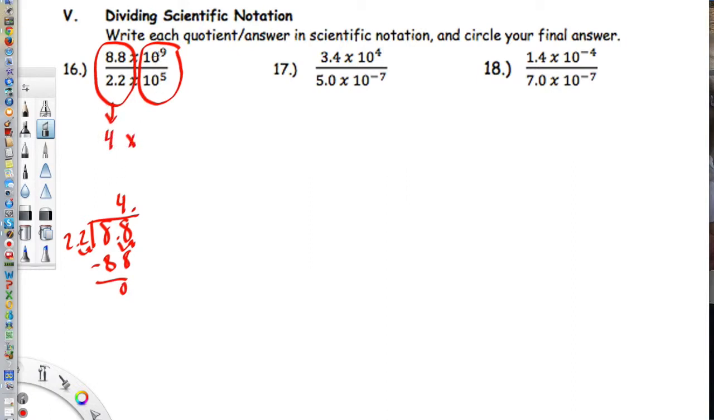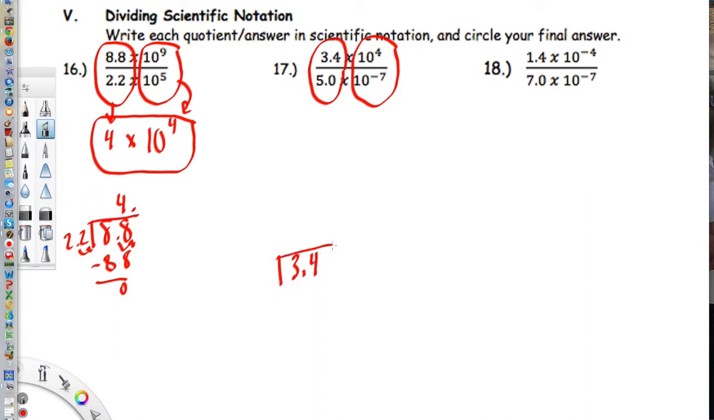And then 10 to the ninth power divided by 10 to the fifth power. When I divide exponents, I just subtract the powers. So that would be 10 to the fourth power. And it's already written in scientific notation. I don't need to change anything. Number 17. First, divide like terms, coefficient by coefficient, and then exponent by exponent.